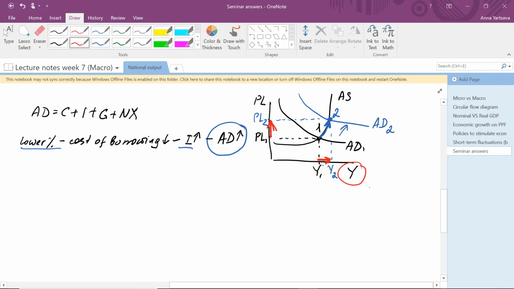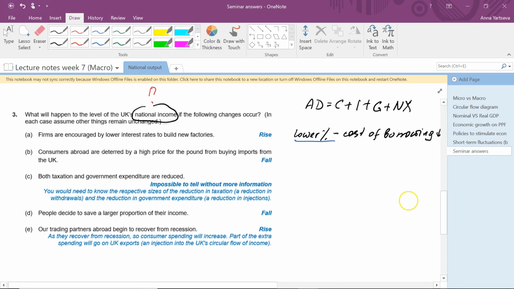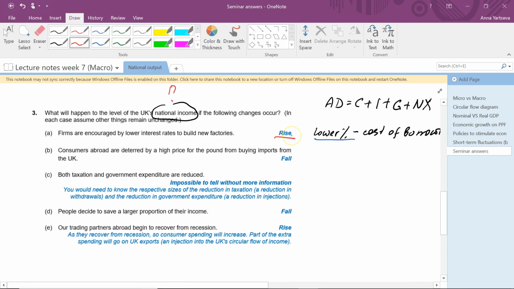National output will increase due to high aggregate demand, and aggregate demand is higher due to higher investment. In other words, due to lower interest rates and increasing investment, aggregate demand will be higher, which will push national income up. It will increase. That's why the answer is rise. And you follow the same logic to answer all other questions. It's very simple. You operate through your aggregate demand formula. As I said, it's the most important formula in macroeconomics, which explains so many different things. And you just need to become familiar with it and get comfortable with it. It's not difficult, and it explains so much.